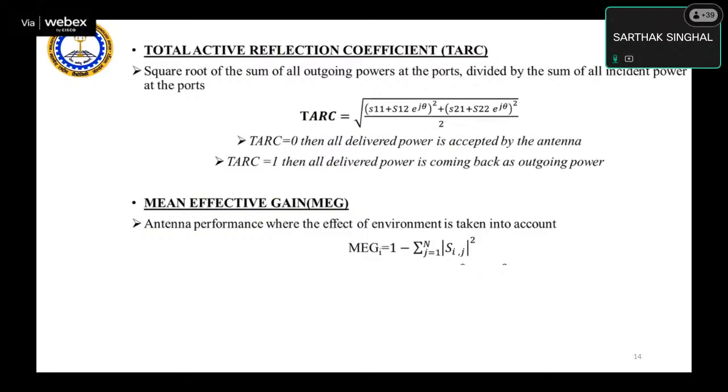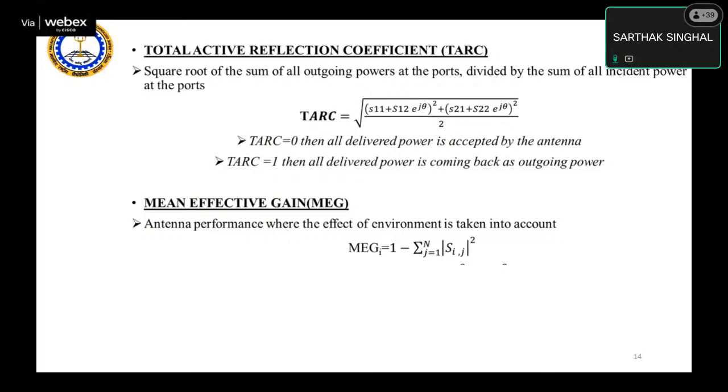Then the total active reflection coefficient considers all the parameters. This is the equation for only a two-port MIMO antenna element. In the equation we can see that it is considering all the S parameters, that is, the reflection coefficient for port 1, the transmission coefficient from port 2 to port 1, and the transmission coefficient from port 1 to 2, and the reflection coefficient of port 2.